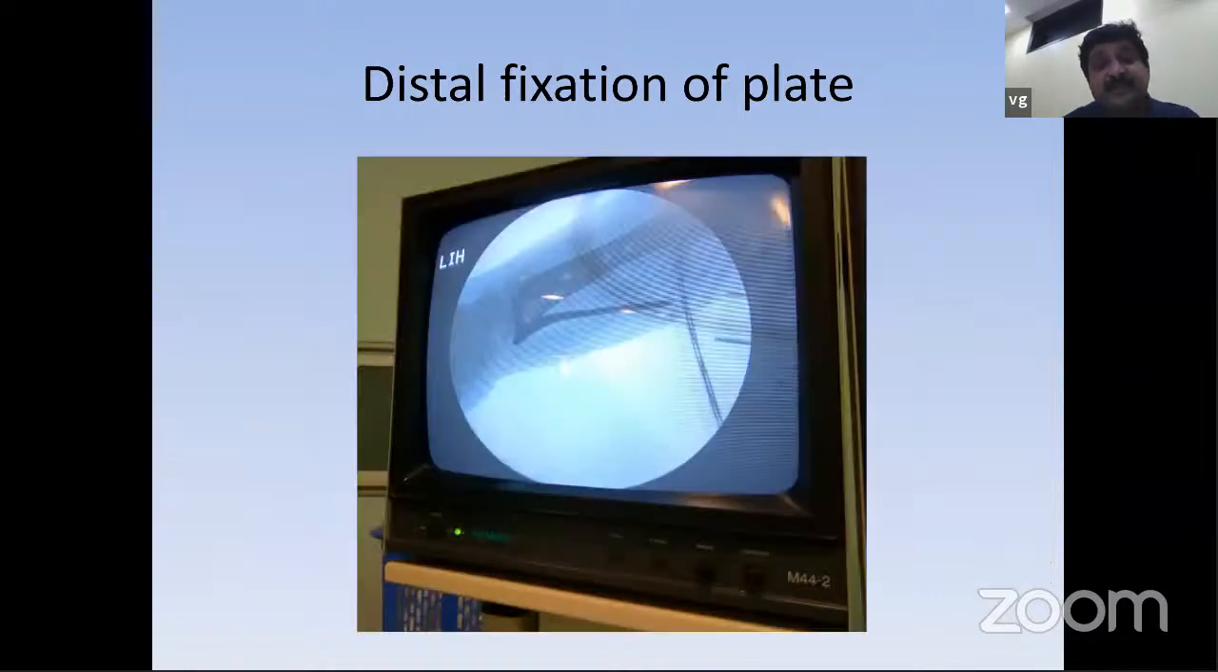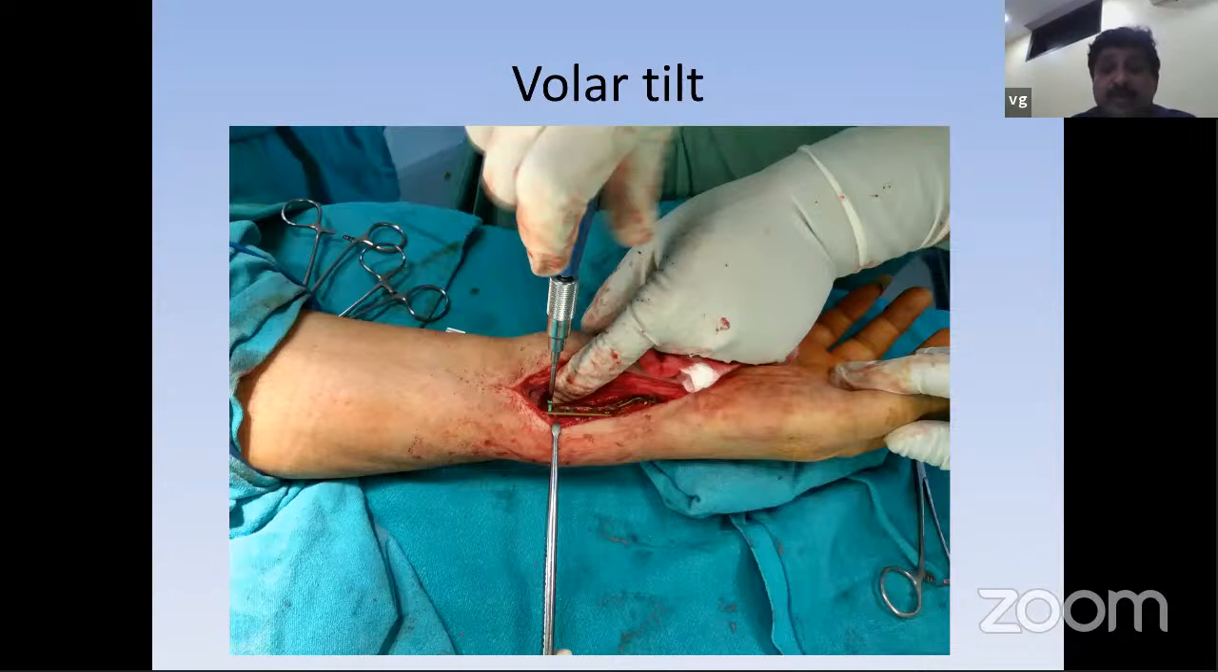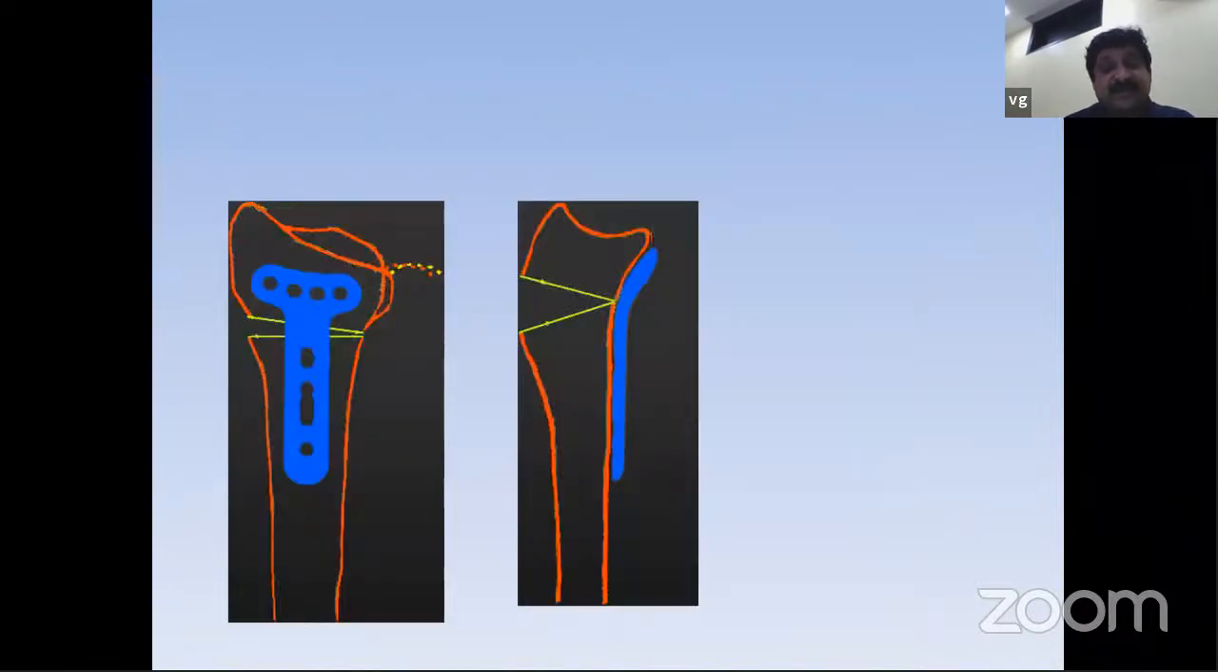Once you fix it, this is how you see on the C-arm. Just check the C-arm. Once you check the C-arm, you correct the radial inclination by rotating the plate, dialing the plate towards the lateral side. And then you just remove the locking screw and use a compression screw so that your plate sits well on the shaft, something like this.